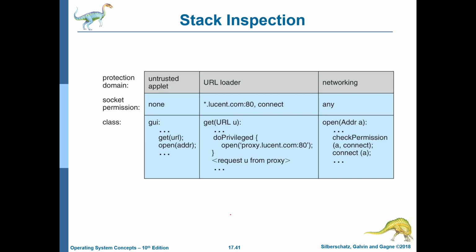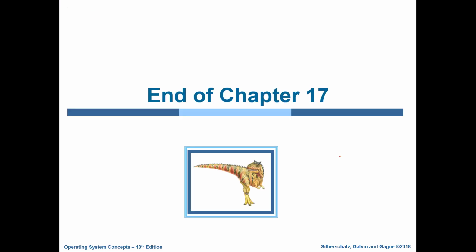Now coming to the stack inspection. Java does that in the sense that whenever we are opening, let's say, some remote network site, let's say proxy.lucent.com, and we are checking whether I have permissions to access that or not. All of these things the Java virtual machine can do very well, because it basically has access to all the runtime code that the binary is executing. So doing these additional checks is not difficult at all.